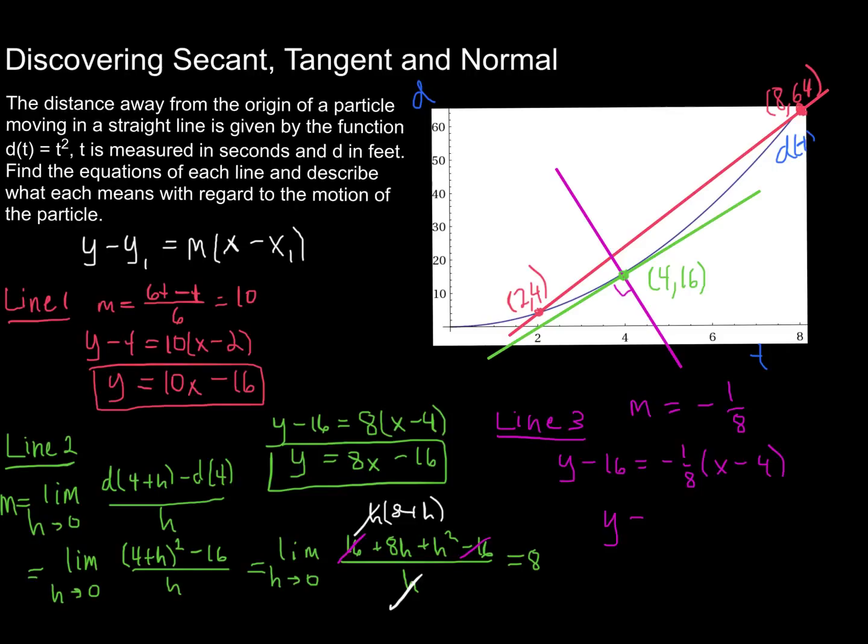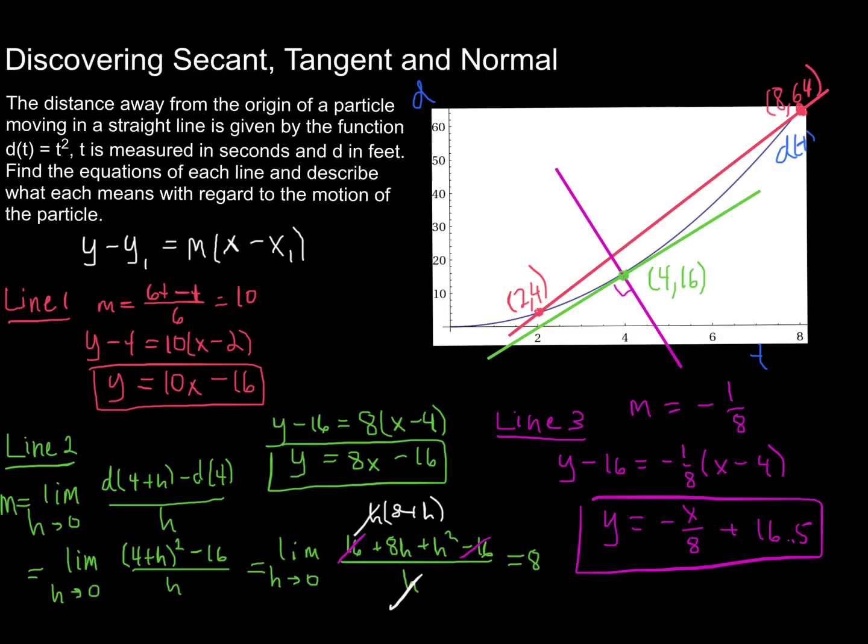So what will I get? Well, I will have negative 1/8 times x, which is just negative x over 8. And then 1/8 times 4, well, it's going to be negative times negative, which will make it positive. And then 1/8 times 4 will give me 4/8, which is 1/2. And then I'm going to add 16 to both sides. So I'm going to have 16 plus 1/2, or 16.5. Positive plus 16.5. And that is the equation of the purple line.